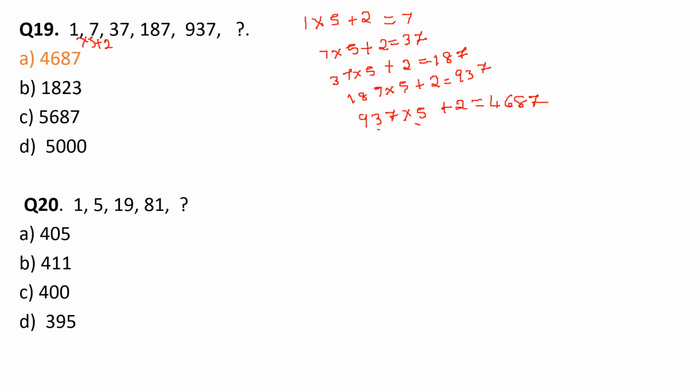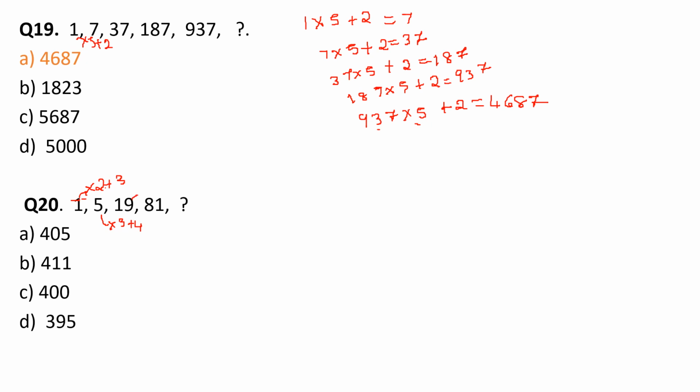Next question. 1, 5, 19, 81. What is the pattern here? Maybe 1 into 2 plus 3. Okay, 1 into 2 is 2. 2 plus 3 is 5. Then 5 into 3 is 15. 15 plus 4 is 19. So into 3 plus 4.